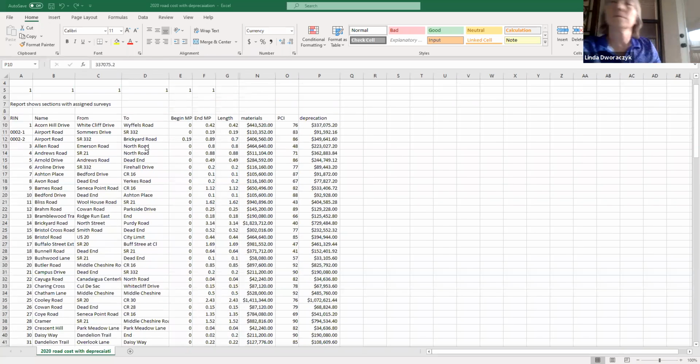Okay. So this is the road name, the length of the road, and what it would cost per linear foot to construct that road today with just materials. This is the pavement condition index.